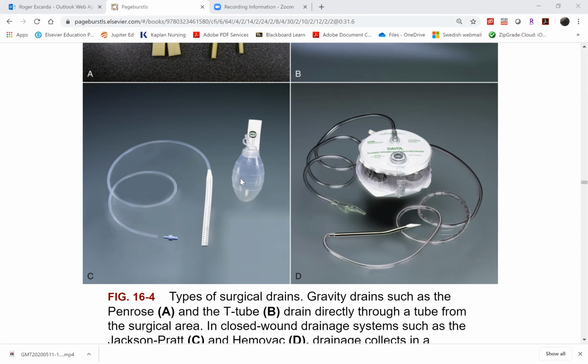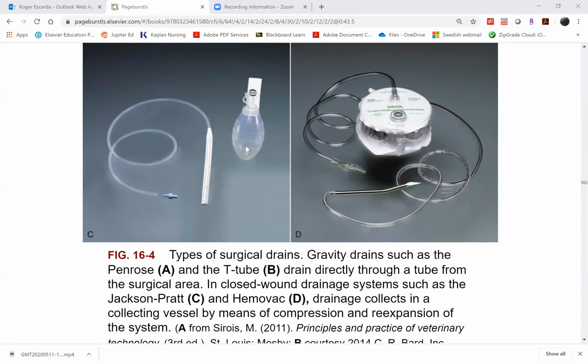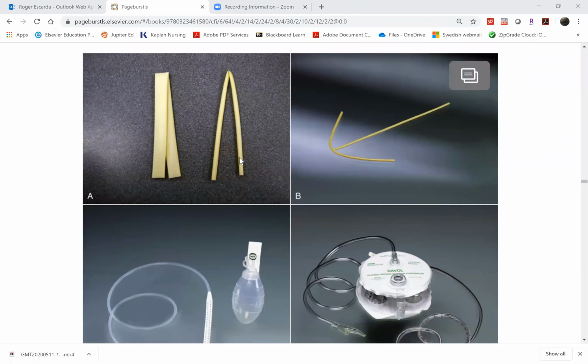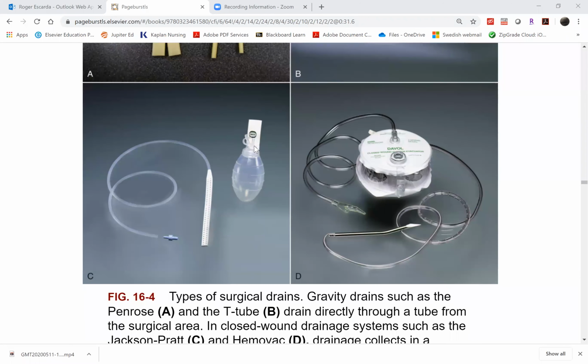JP is typically used depending on how much drainage you're expecting. So this is common after gallbladder surgery. So this is attached to the T-tube sometimes. And some spinal surgeries also use this. But larger surgeries like joint surgeries, especially knees and hip surgeries, use a Hemovac.